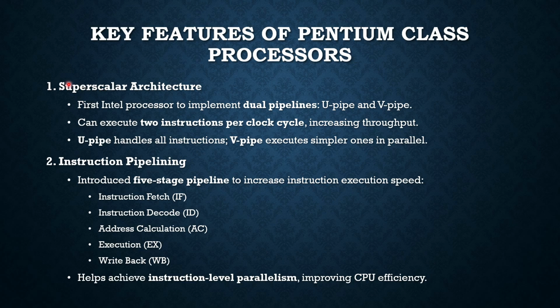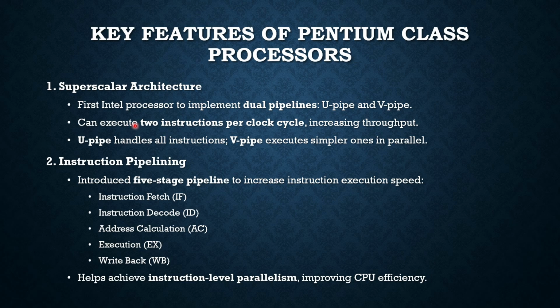The first key feature is superscalar architecture. It is the first Intel processor to implement dual pipelines. Basically, processors have a single pipelining mechanism, but in the superscalar architecture of Pentium class processors, we have dual pipelines, that is the U pipe as well as the V pipe. Because of that, it can execute two instructions per clock cycle with increased throughput. The U pipeline handles all the instructions and the V pipeline executes simpler ones in parallel. These are the peculiar features of superscalar architecture.